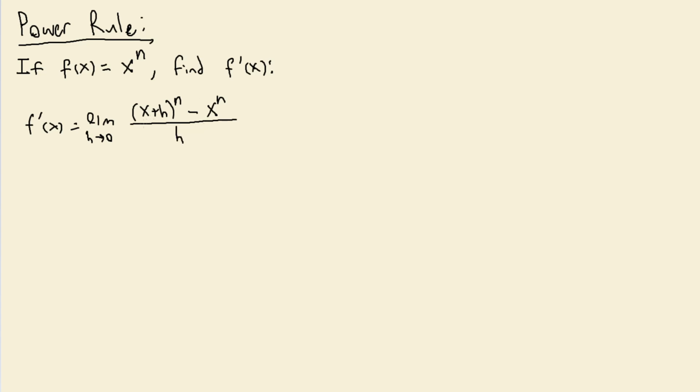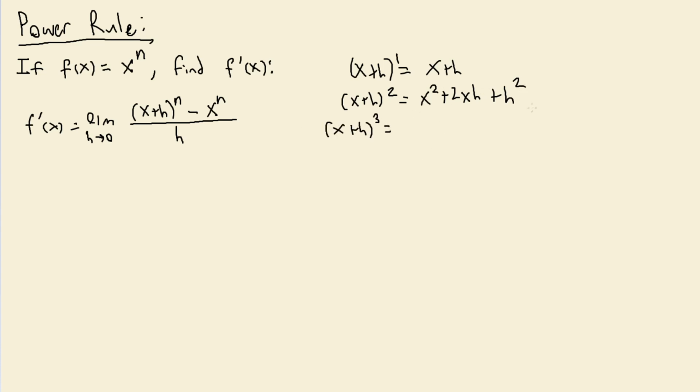Another complicating factor here is this x plus h to the power of n, because x plus h to the power of 1, that's just going to be x plus h, obviously. And then you have x plus h squared. That's going to be x squared plus 2xh plus h squared. Then you have x plus h to the power of 3. I encourage you to work this out on your own. You could just take this and multiply by x plus h. But you're going to get x cubed plus 3x squared h plus 3x h squared plus h cubed.